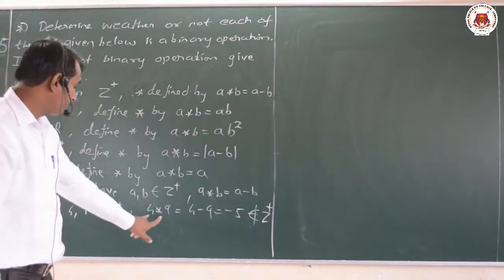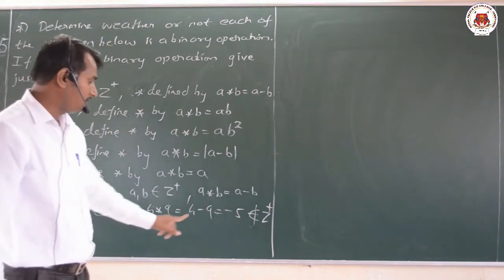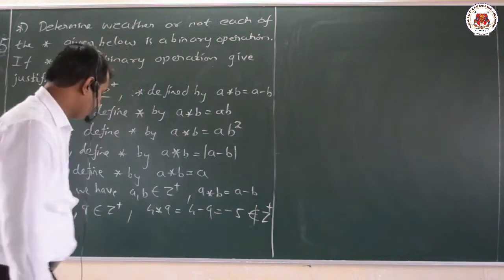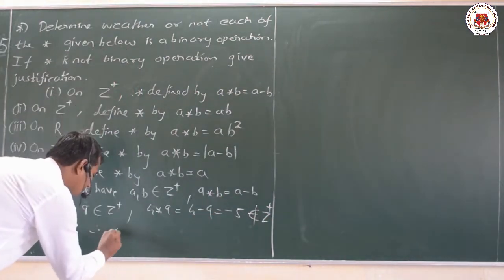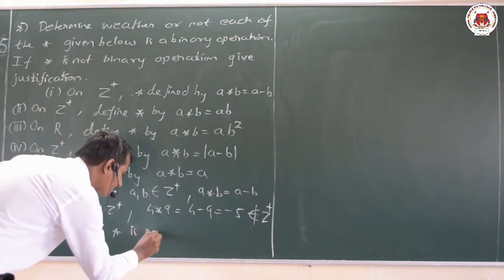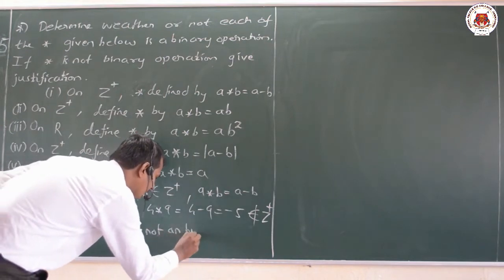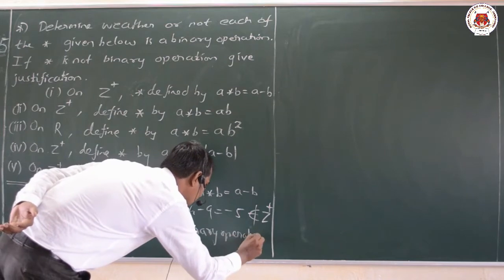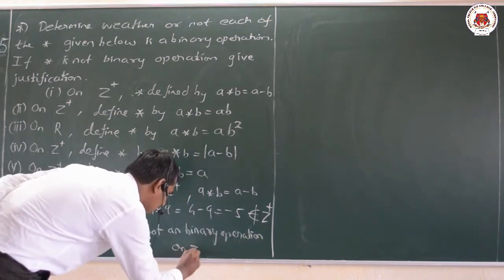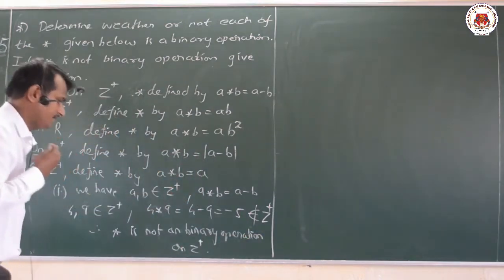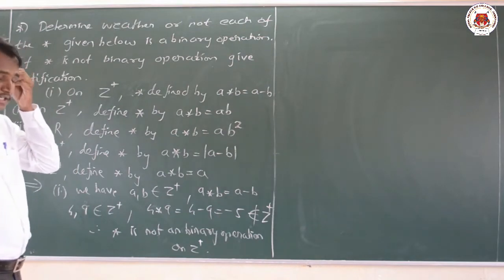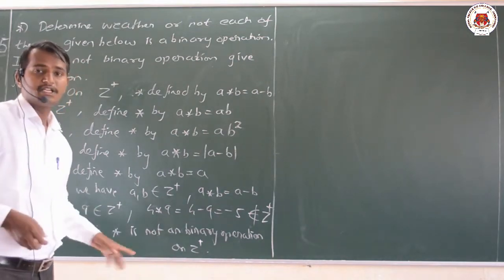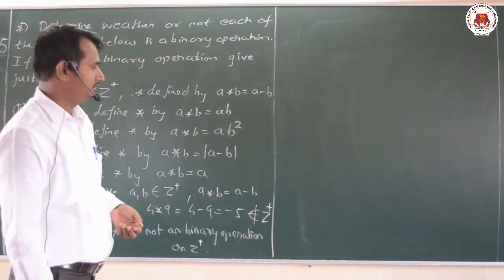That means input 4 comma 9 belongs to Z plus, but the output, whatever it is, minus 5, does not belong to Z plus. Therefore we can say, star is not a binary operation on Z plus. That is your solution. Okay dear friends, here it is not a binary operation, and we have mentioned the reason also. We have given our justification also.